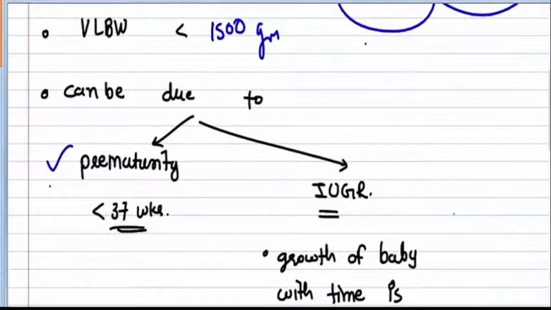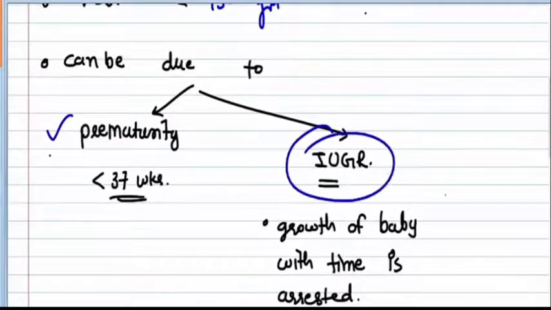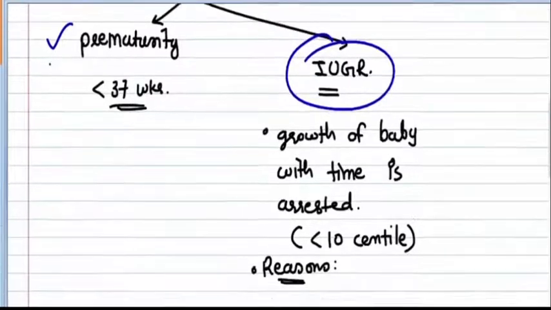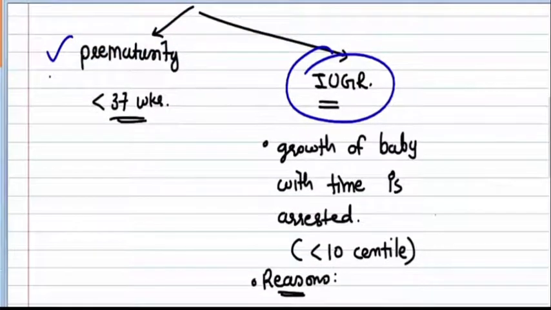Now this can be mainly due to two things. The first one is prematurity, in which the baby is delivered before 37 weeks, and the second is growth restriction, called intrauterine growth restriction, that is IUGR. If the growth of the baby at any time in the uterus is less than the 10th percentile of what is normal, then it is diagnosed as IUGR.